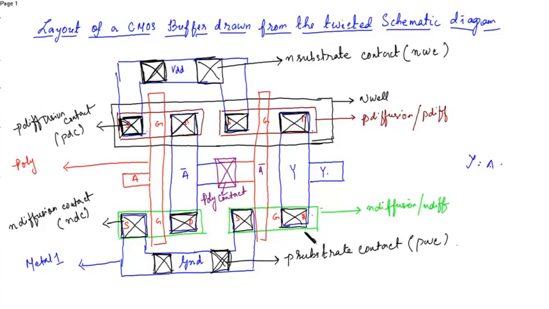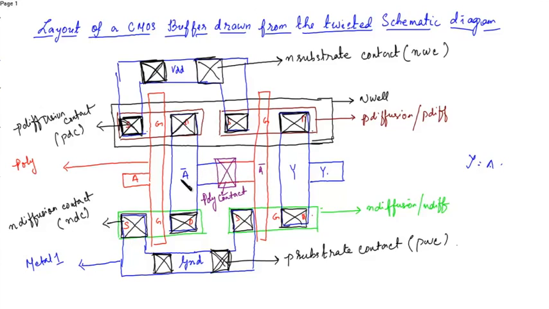So this is the layout of a CMOS buffer that is drawn from the twisted schematic diagram. It has got two inverters. This portion is inverter 1, and this portion is inverter 2. The input A is given at the gate, and output A bar is obtained at the drain. This output of inverter 1 will act as input to the inverter 2.